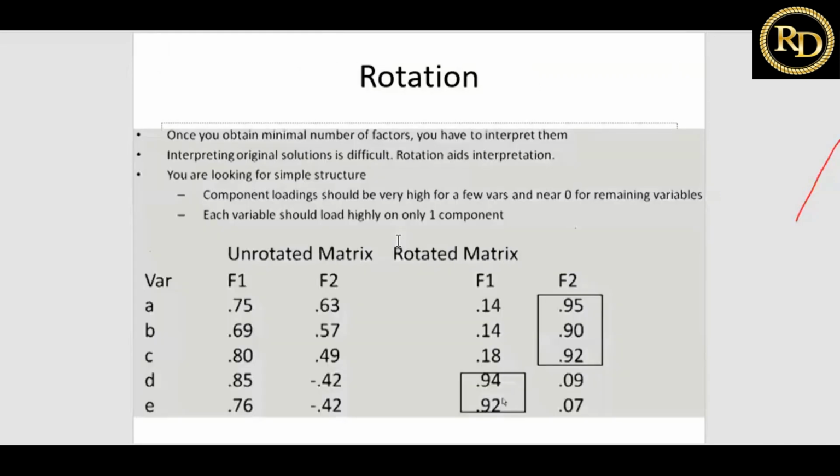Now we will take another example: rotations. Once you obtain the minimum number of factors, you have to interpret them. Interpreting the original solution is difficult. Rotations add to interpretation, so you are looking for simple structure. You can go for the unrotated matrix, and this is your rotated matrix. You will see that variable A is linking to both factors here, and here it is linking to just one.